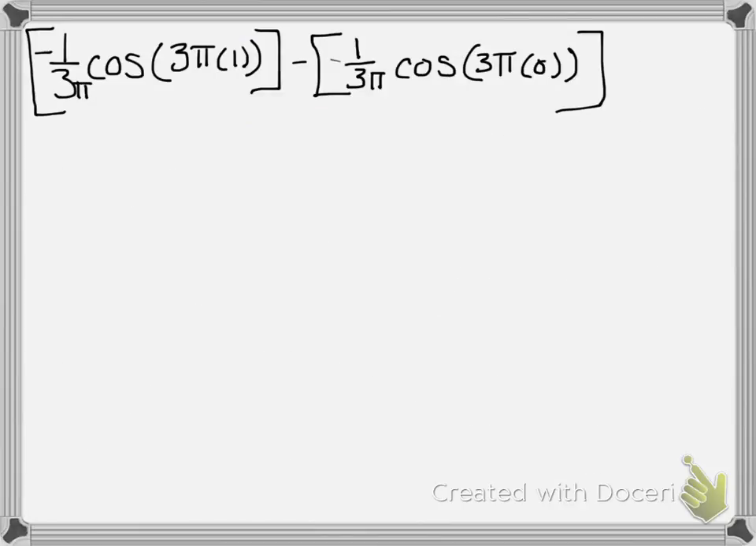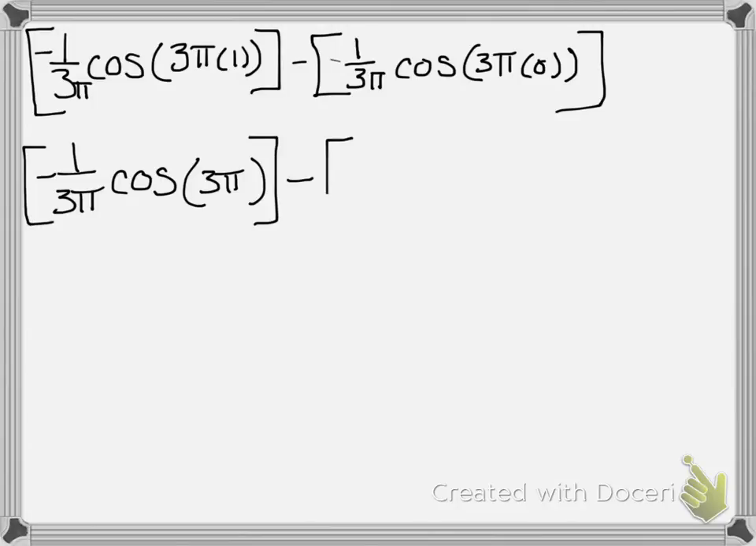Okay, so there's what we left off with. It's going to give us negative 1 over 3 pi cosine of 3 pi times 1, which is 3 pi. And it's going to be minus negative 1 over 3 pi cosine of 3 pi times 0, which is 0.